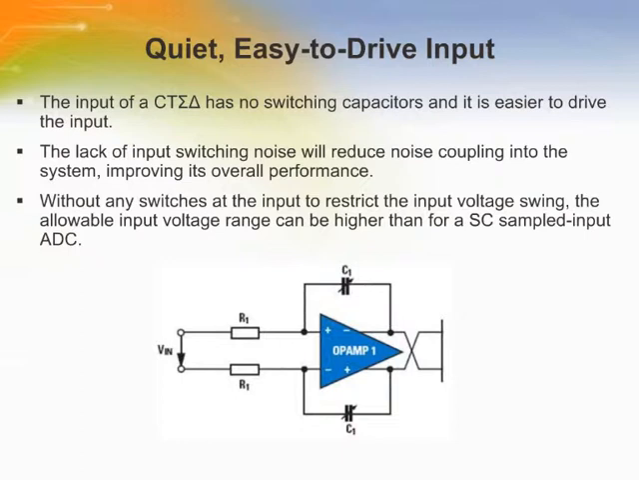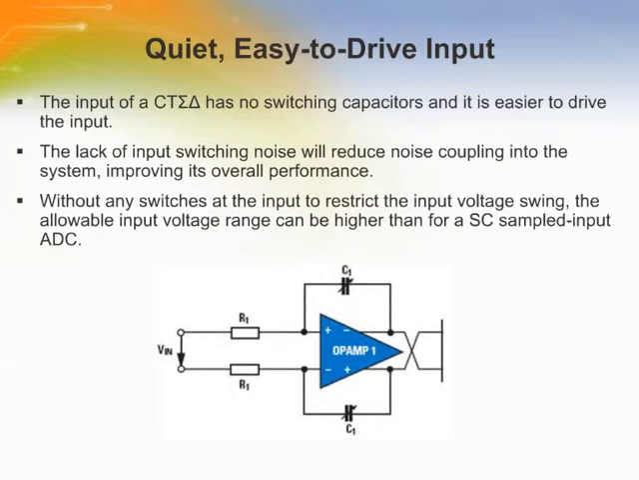The CT sigma delta analog to digital converter also allows a much quieter input than a sampled input ADC because of the CT nature of the internal circuitry. Because the input of the CT sigma delta is not sampled, there are no switching capacitors and it is easier to drive the input, allowing for use of cheaper, lower power driving circuits. In addition, the lack of input switching noise will reduce noise coupling into the system, improving its overall performance.